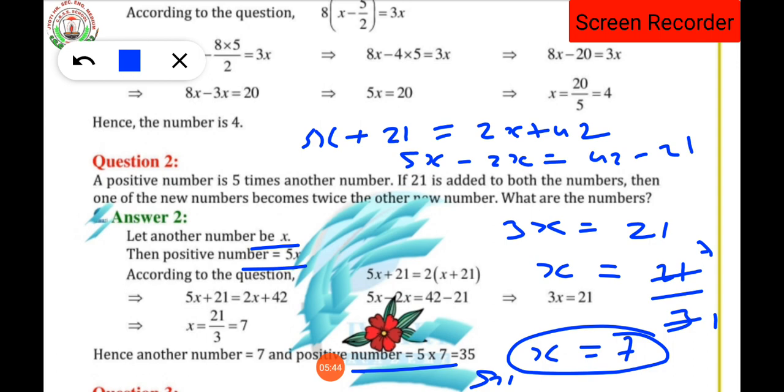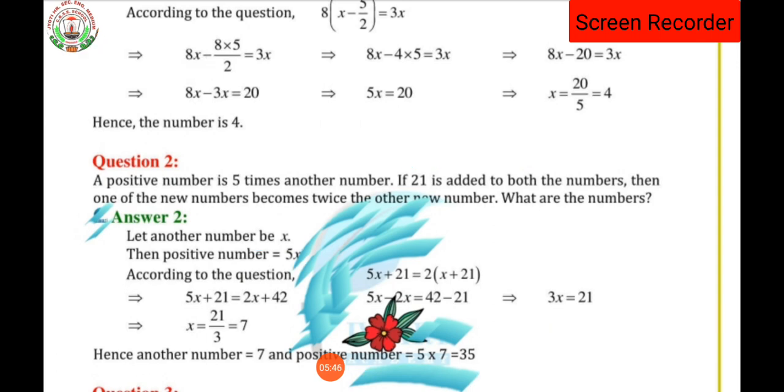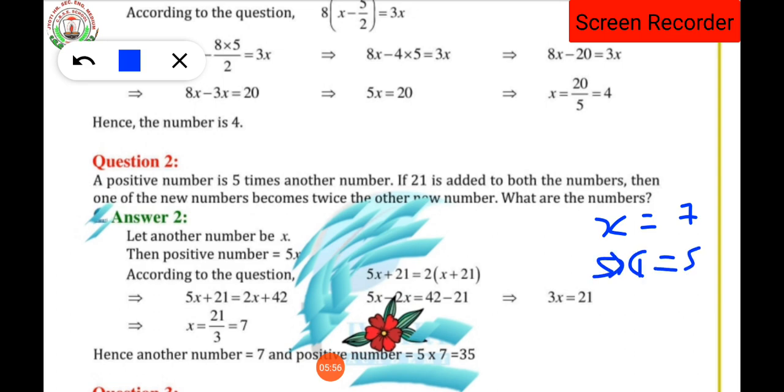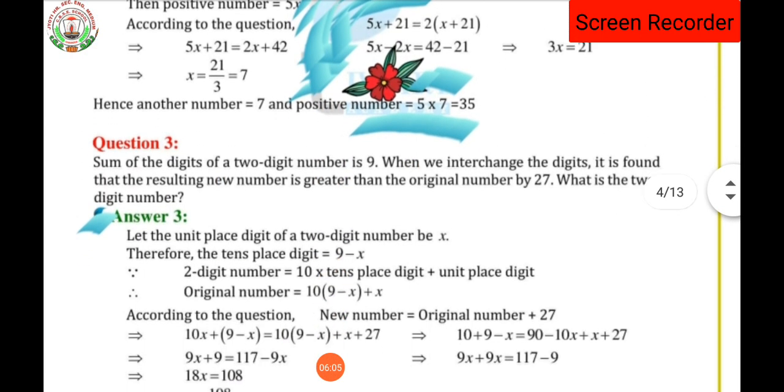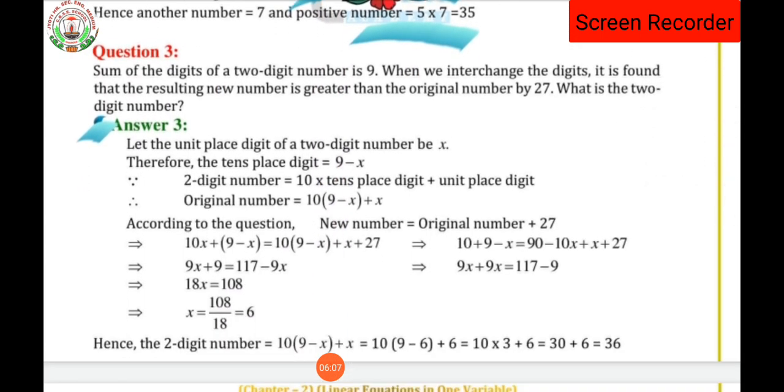So for that what we have to do, that is 5x, isn't it? One of the numbers is x equal to 7. Another number is positive, that is 5x. So it will become 5 into 7, so it will become 35. So the answer will be 35 and 7. Clear, everyone? Next question, question number 3.